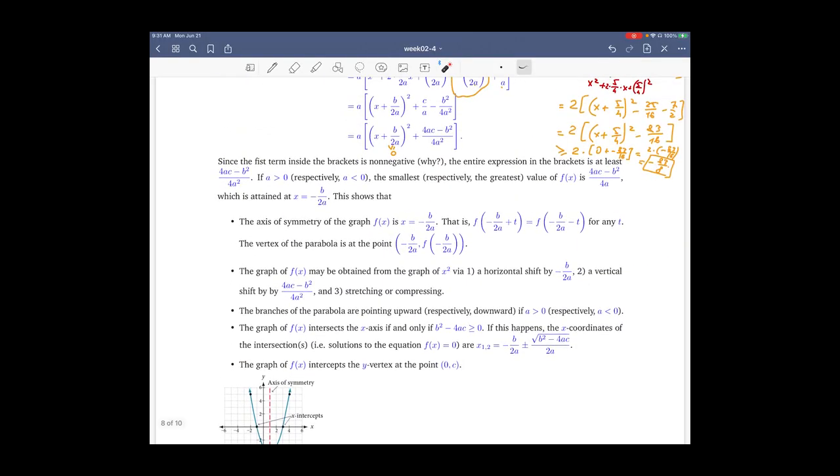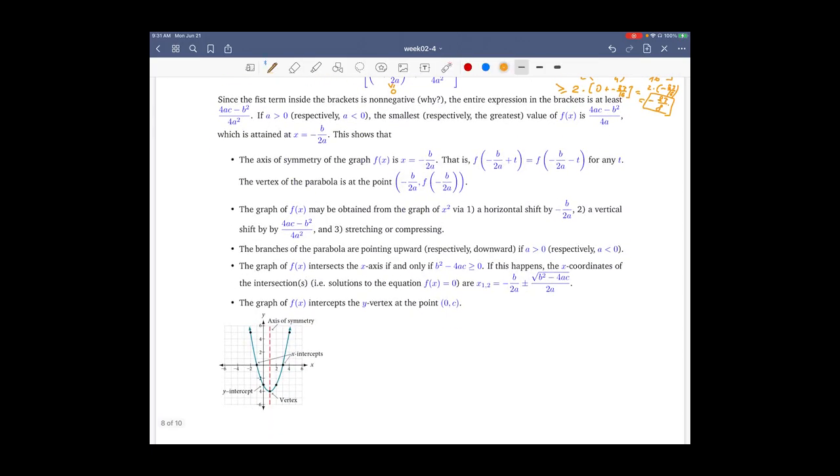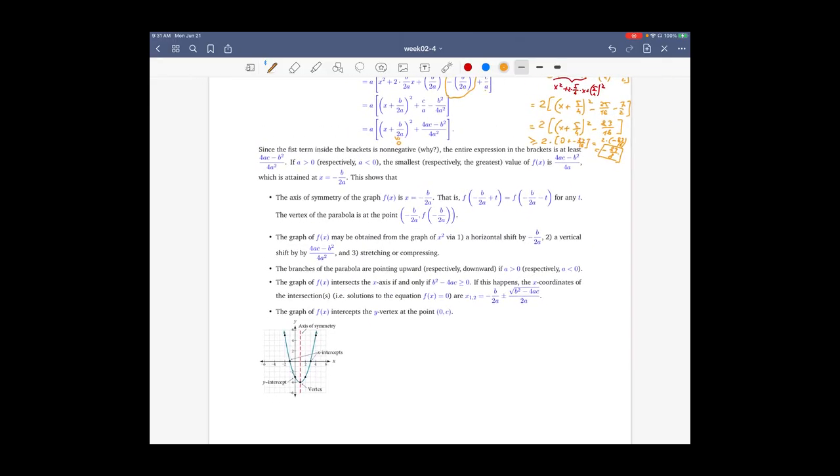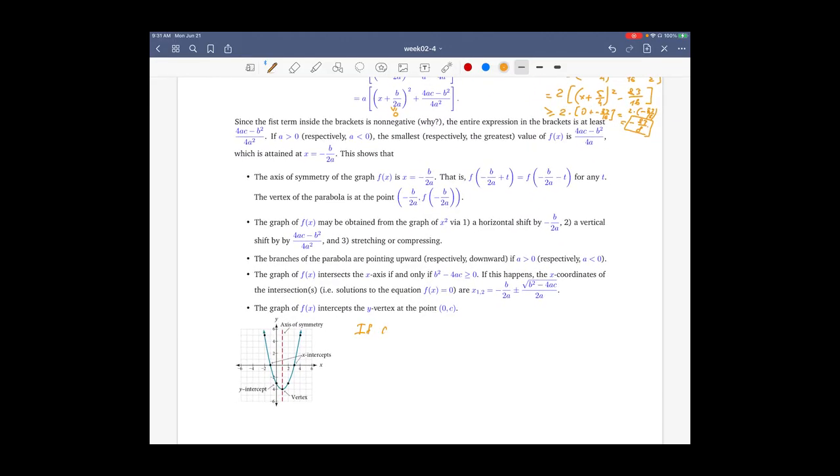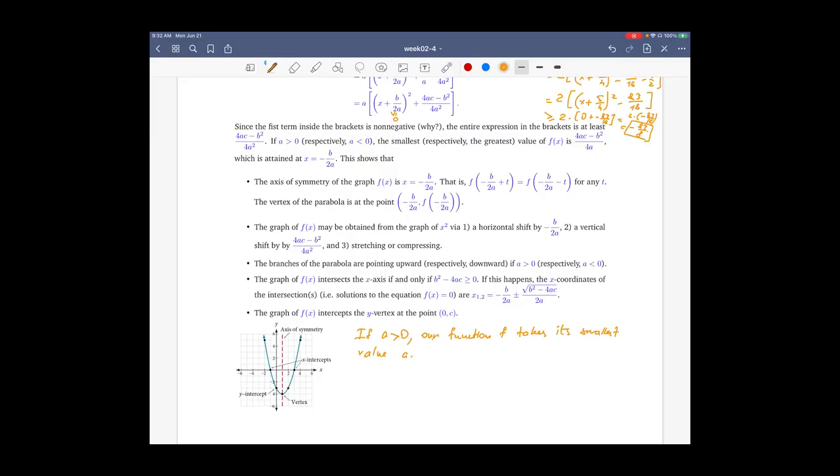so what we have just obtained is this. If a is positive, our function f takes its smallest value, and the smallest value is a times (4ac minus b squared) over 4a squared, which is of course (4ac minus b squared) over 4a, and this value is taken at x equals negative b over 2a.